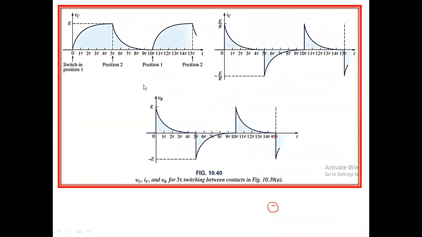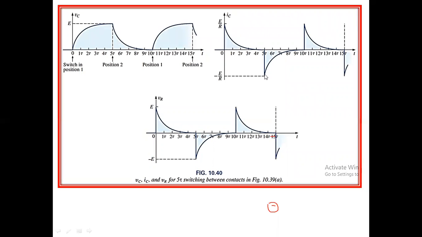This is the charging phase when the switch was in position number one. The capacitor was charging along an exponentially rising curve, and when the switch was moved to position number two, the discharge phase started. So we will have an exponentially decaying graph for the capacitor. Similarly, at position number one, again charging, again discharging. The current starts from maximum and reduces to zero by the end of position number one. When moved to position number two, we will have the same magnitude of current as in position number one, but the direction is reversed.